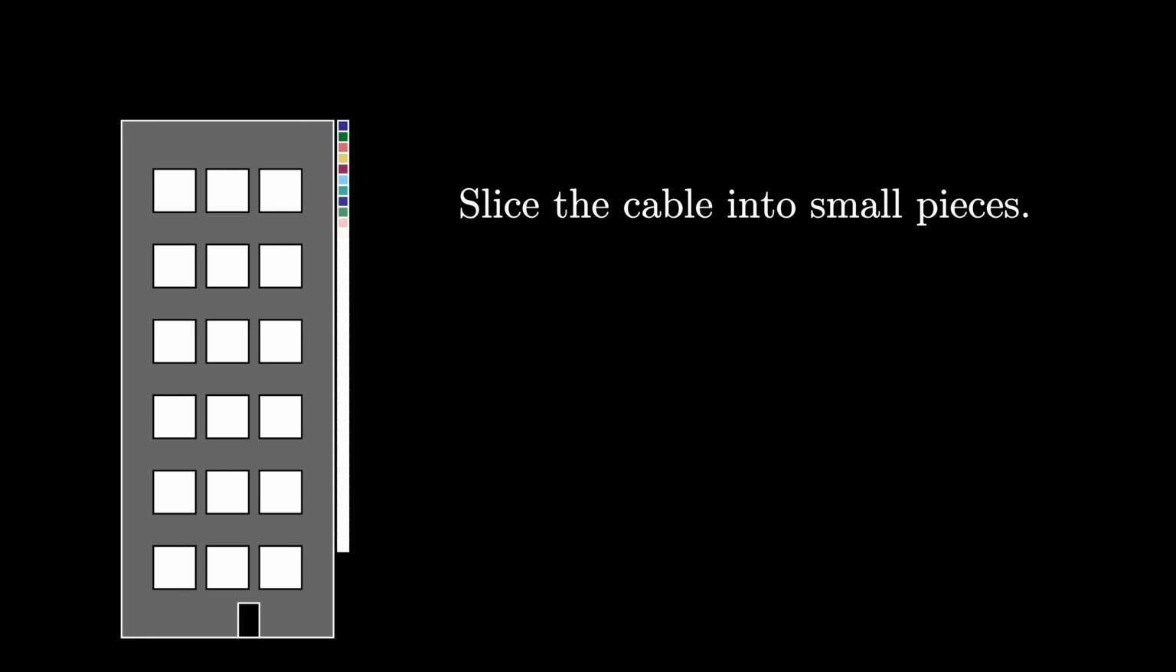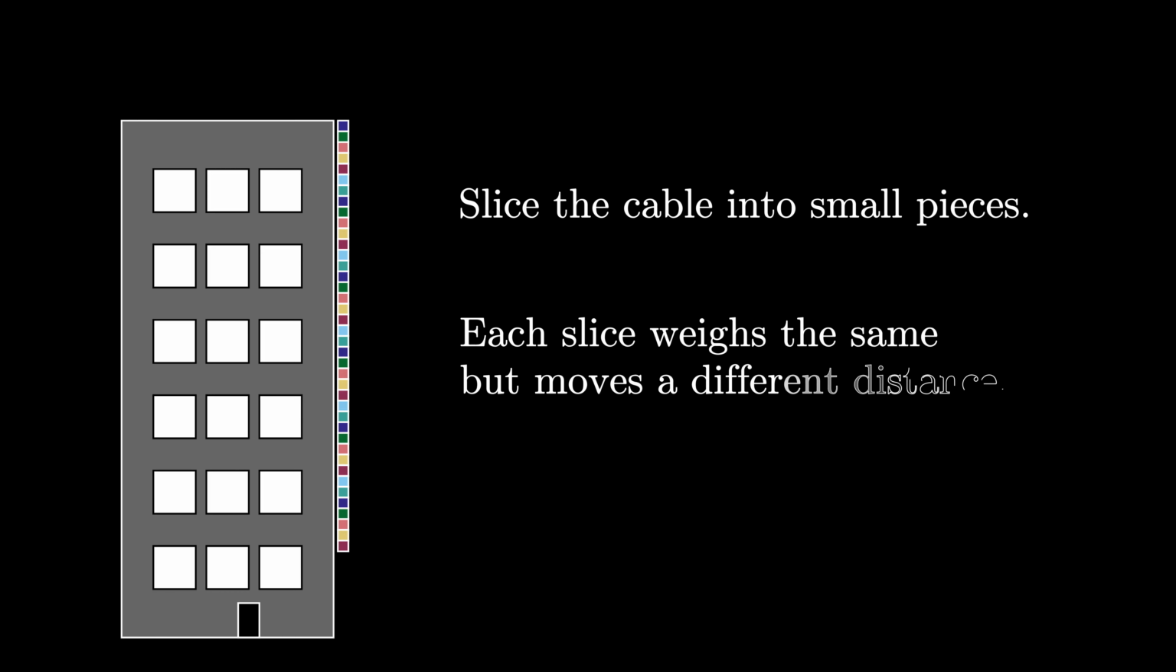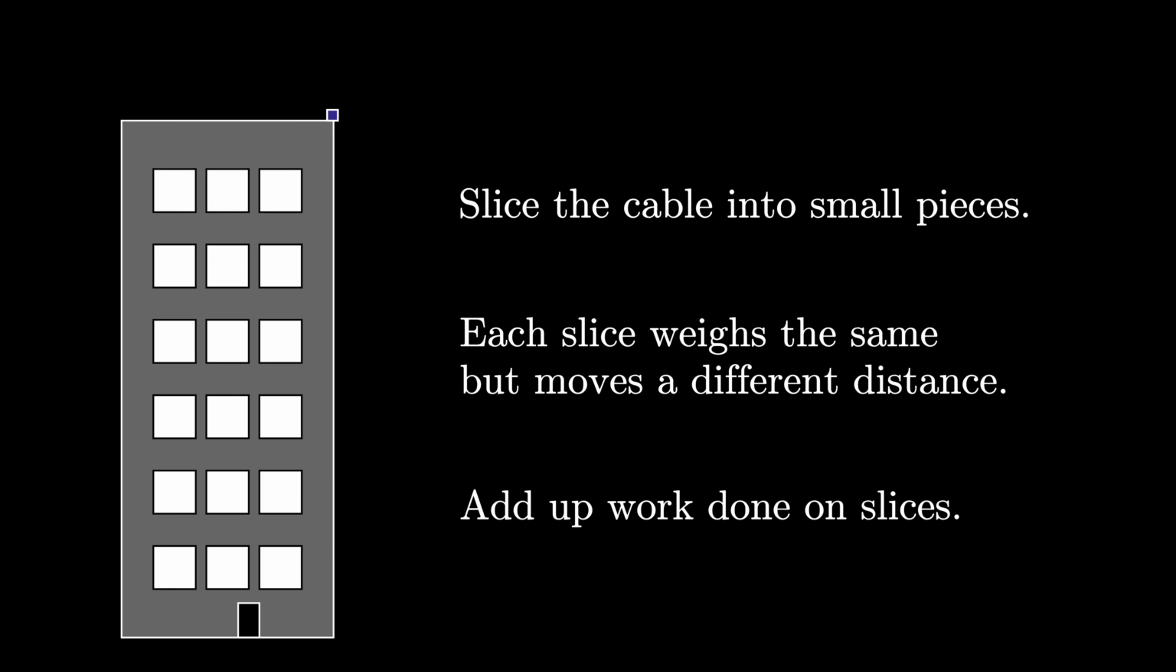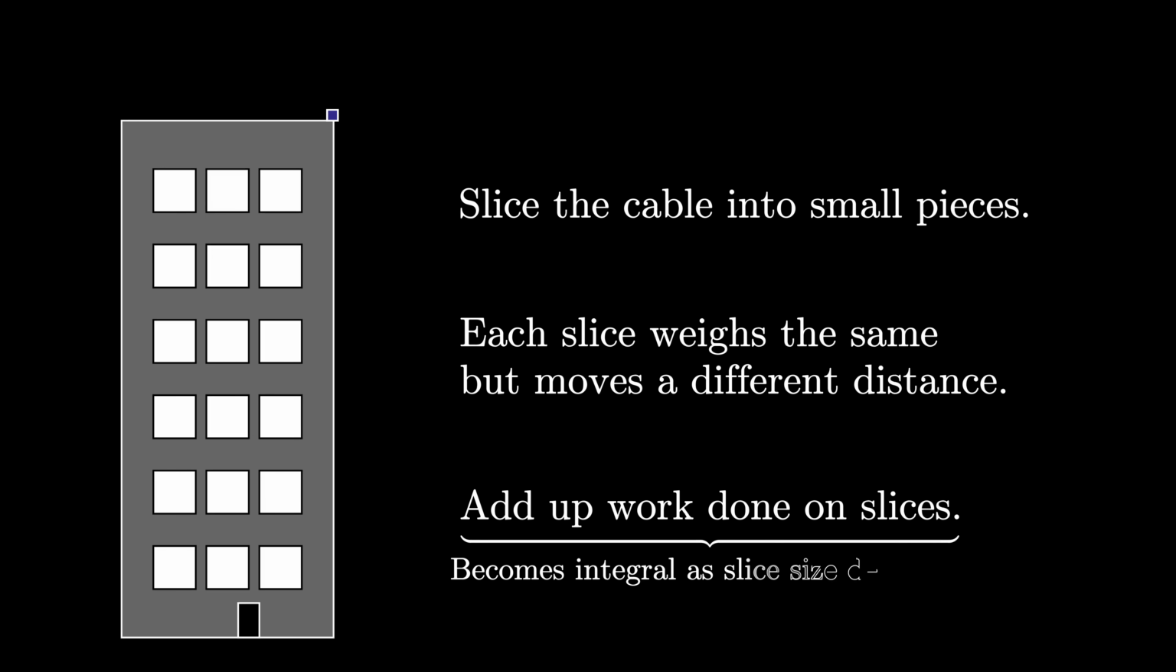We can think of the cable as being sliced up into many small pieces. In this case, the cable has uniform density, so each small slice will weigh the same but move a different distance. The slices at the top move almost not at all, and the slices at the bottom move most of the length of the cable. From this, the total work done can be computed by adding up the work done on each slice. If we let the width of the slices get really small, this is the calculus process, then we get an integral that adds up the work at every single point along the cable.